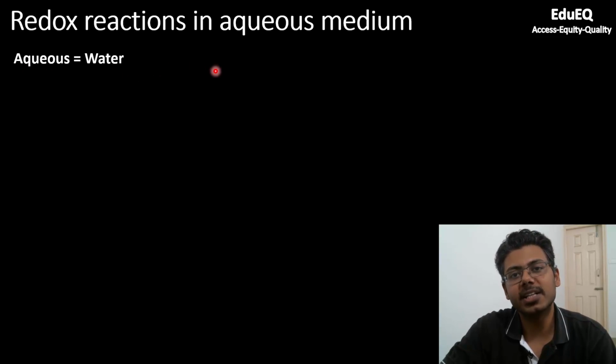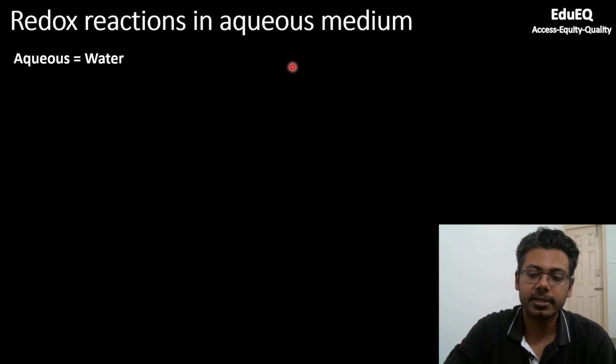Acid means there will be H plus ions which are dominant. So it will be in acidic medium. And basic means hydroxide ions will be dominant. So that will be in basic medium. So let us look at each of these mediums one by one.